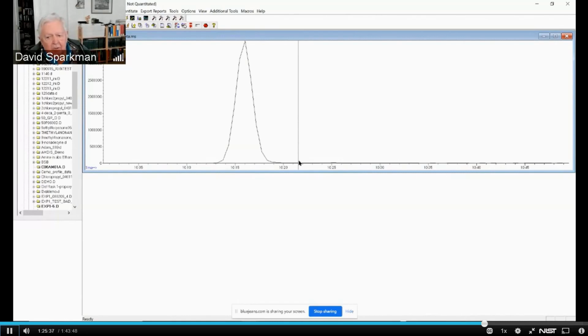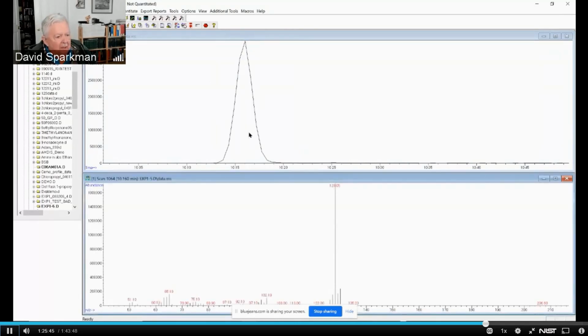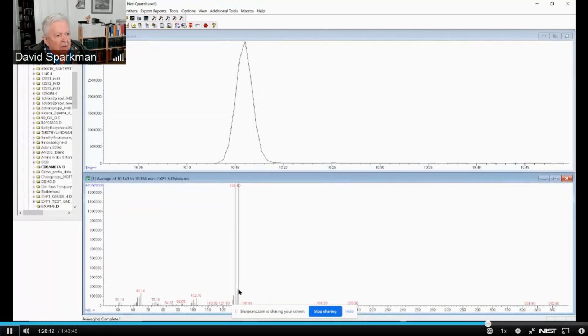That's a pretty nice looking chromatographic peak, isn't it? If I look at the spectrum at the apex, it indicates that there's a possibility that there are one or more atoms of sulfur present here because of this very intense X+2 peak. If I do an average spectrum here, it still indicates that sulfur is present.